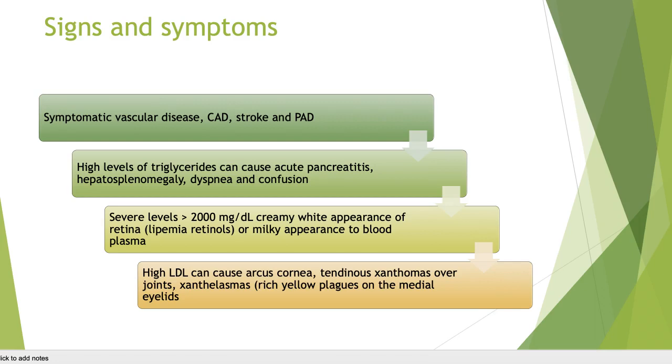plasma. High LDL levels can cause dysfunctions of the cornea. You can have fat deposits around the joints and rich yellow plaques on the medial sides of the eyelids.